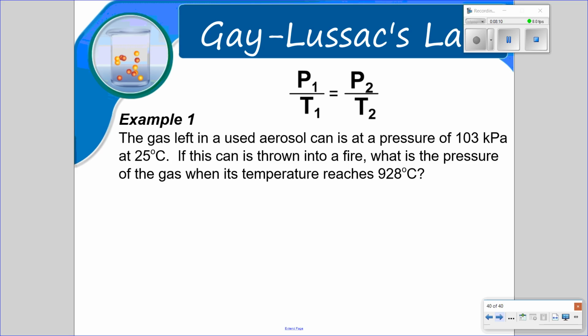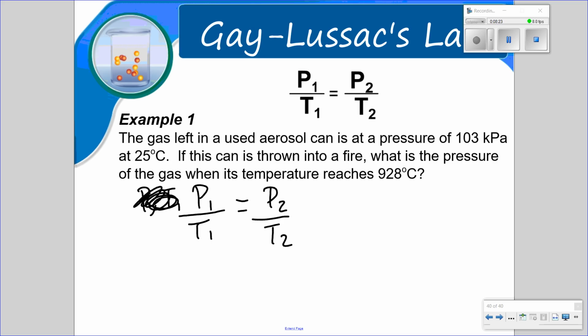So I'm going to go ahead and solve using my equations. We have P1, T1. Oops, sorry, that was completely wrong. Sorry about that. P1 over T1. I almost started writing Boyle's law there. And then P2 over T2.